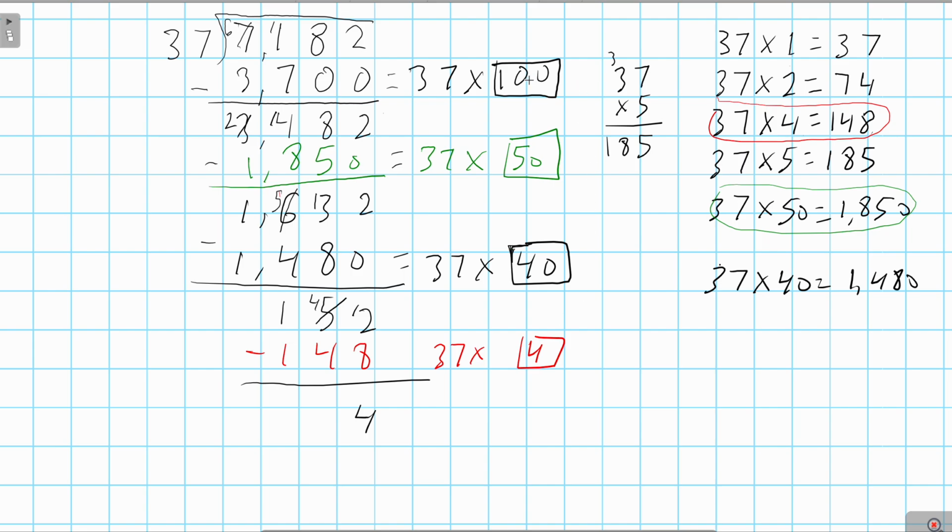Now, all of these right here, 100, 50, 40, and 4, these are our partial quotients. So let's add them up. So we got 100 plus 50 plus 40. So right there is 190. Plus 4, that means is 194. So the quotient is 194 with a remainder of 4. Okay, so that is how we were able to divide using partial quotients.